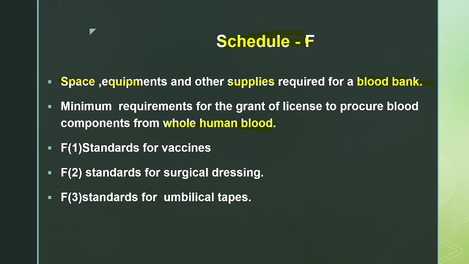Schedule F is also categorized into three schedules: schedule F1, schedule F2 and schedule F3. Schedule F1 deals with the rules, regulations and standards for vaccines. Schedule F2 deals with the standards for surgical dressings. And schedule F3 mostly deals with umbilical tapes and other surgical procedures. Okay, this is about schedule F.